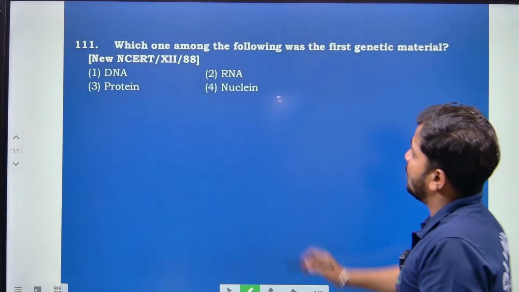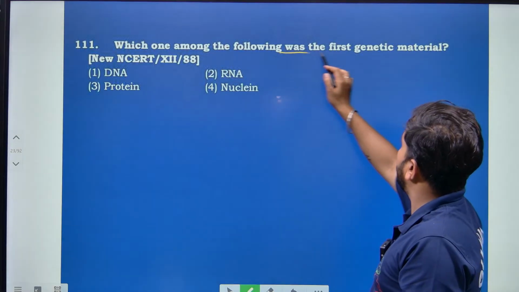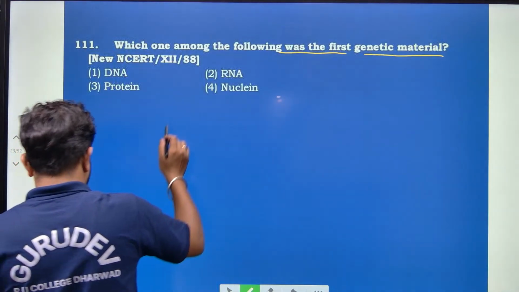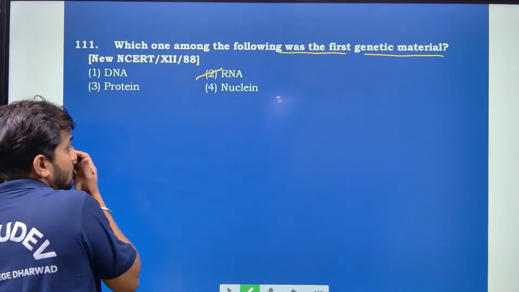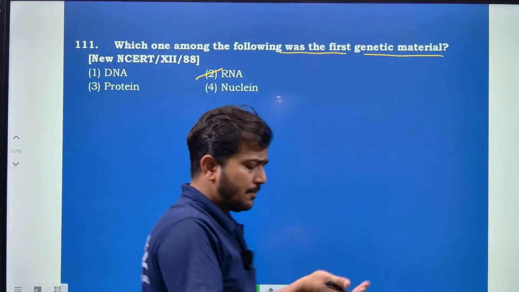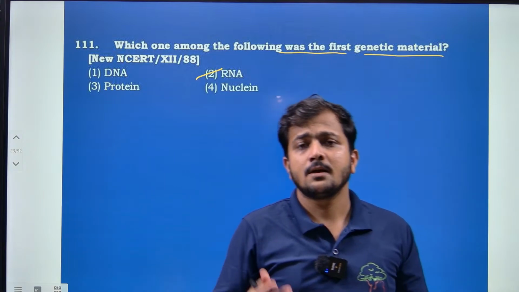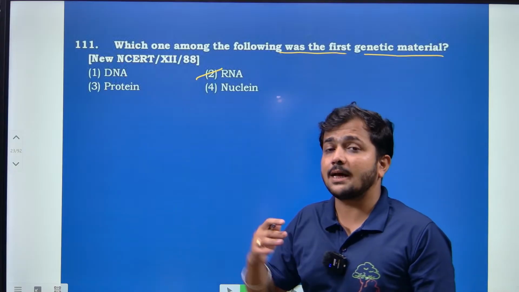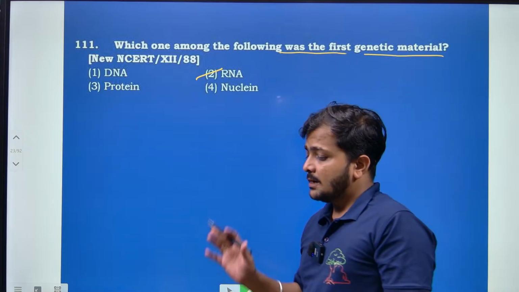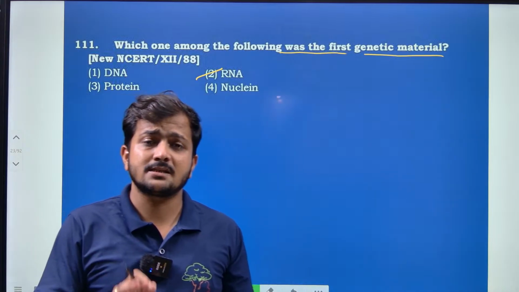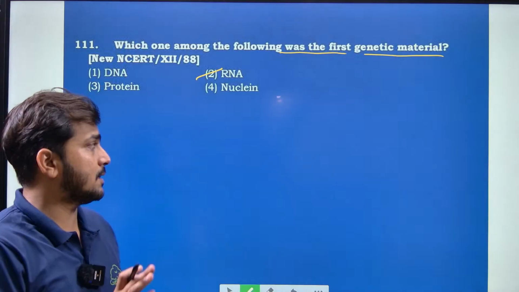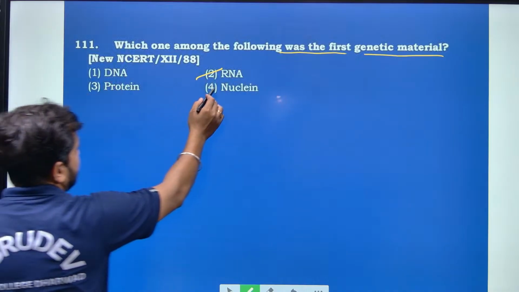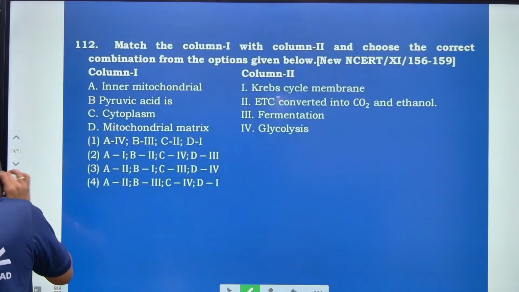Then, which one among the following was the first genetic material? The first genetic material is nothing but RNA, right? Scientists concluded the first genetic material is RNA. Before that, in evolutionary thinking, they thought of protein as the genetic material, but later they realized RNA was actually the first genetic material. Then they finalized that the best genetic material is DNA. But as per the question, the first genetic material is RNA here. So answer 2 is correct, right?